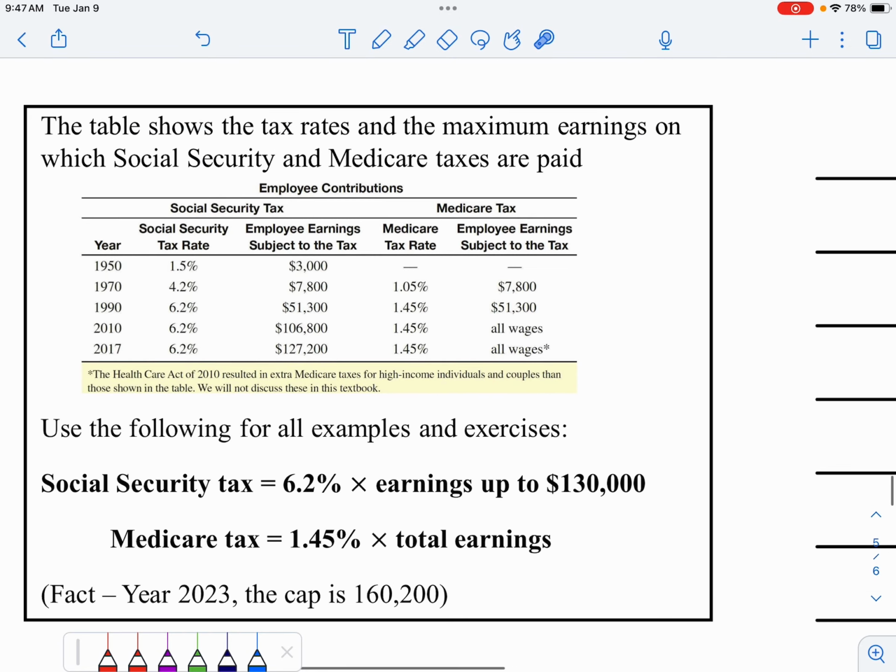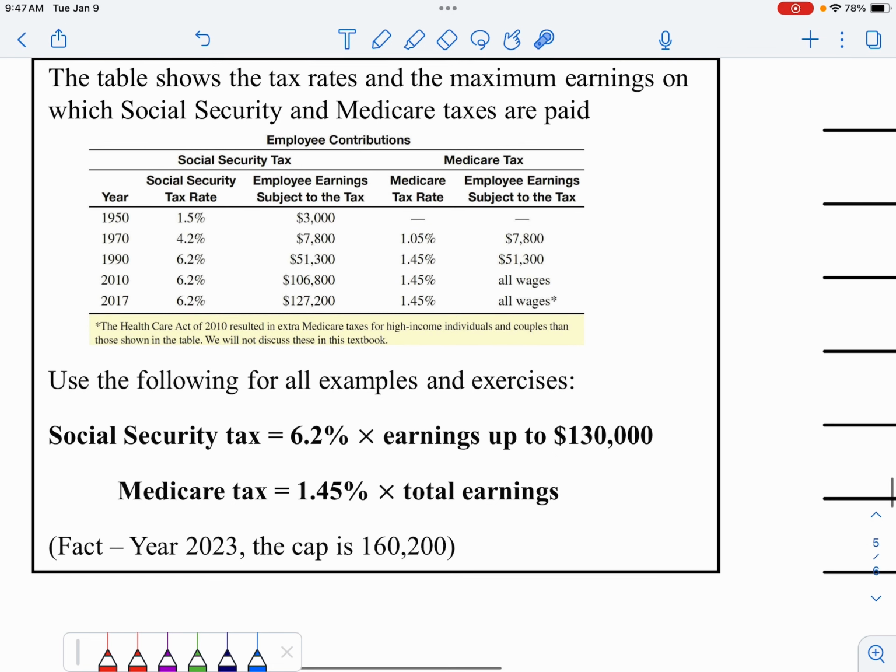Now the table shows the tax rates and maximum earnings on which Social Security and Medicare taxes are paid. Back in the 1950s, Social Security was paid at just 1.5%. Over the years, it has increased. Since the 1990s, it has been 6.2%. For Medicare, it is now 1.45%.